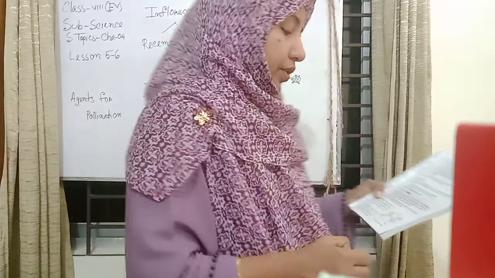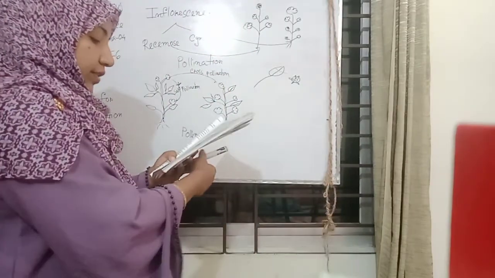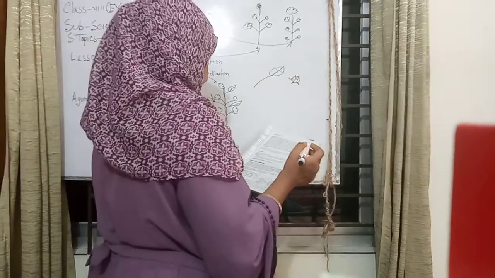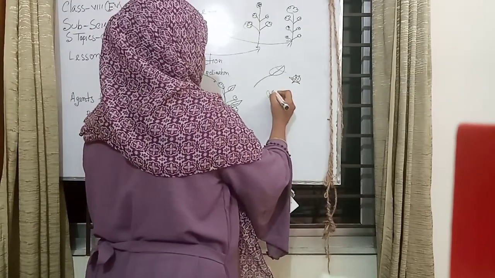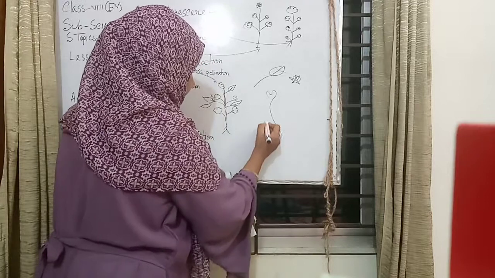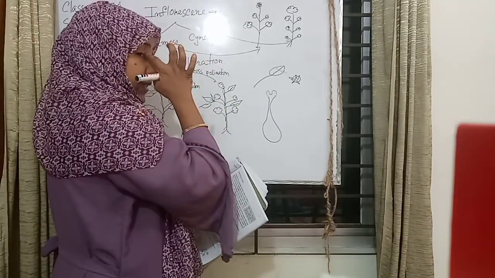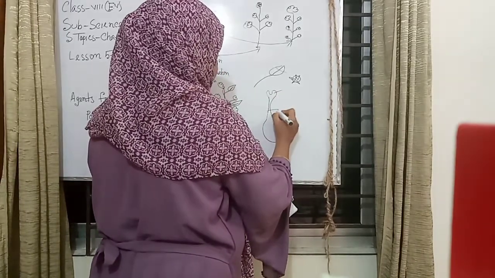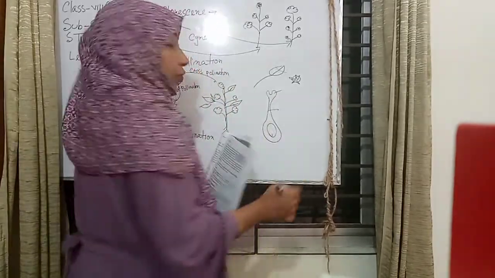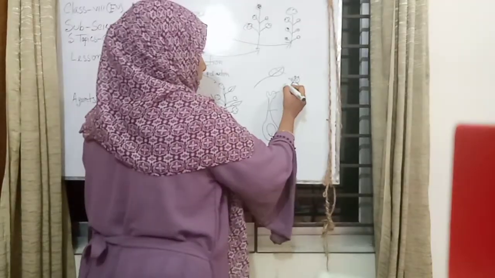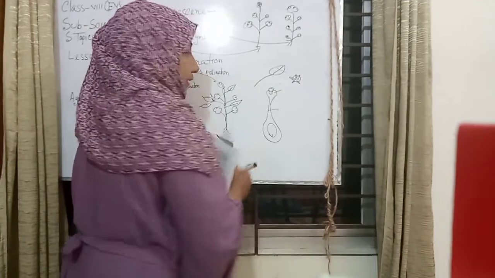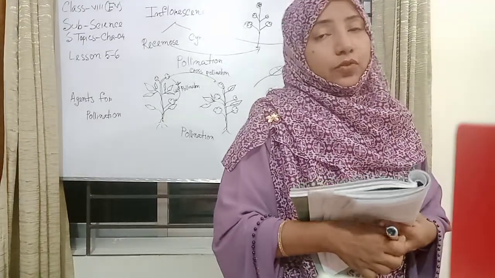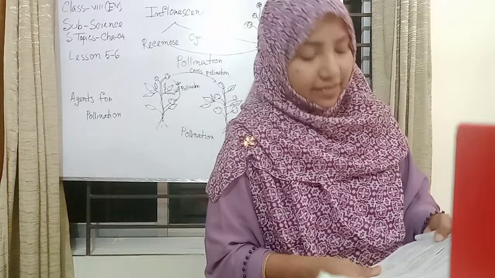I have also drawn the structure of the anthers and stigmas. Basically, the stigma is this structure, part of the gynoecium. Basically, this structure is the stigma and style, and this structure is the ovary. When the pollen is transferred to this structure, fertilization happens. In our next class we will explain fertilization.